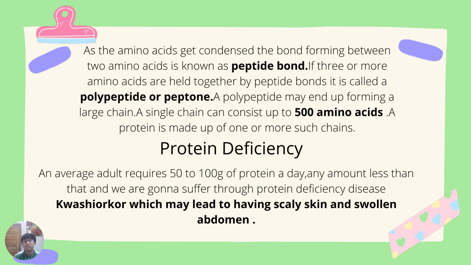Now, protein deficiency. An average adult requires about 50 to 100 grams of protein a day. Any amount less than that, and we are going to suffer from a protein deficiency disease called kwashiorkor, which may lead us to having scaly skin and swollen abdomens.